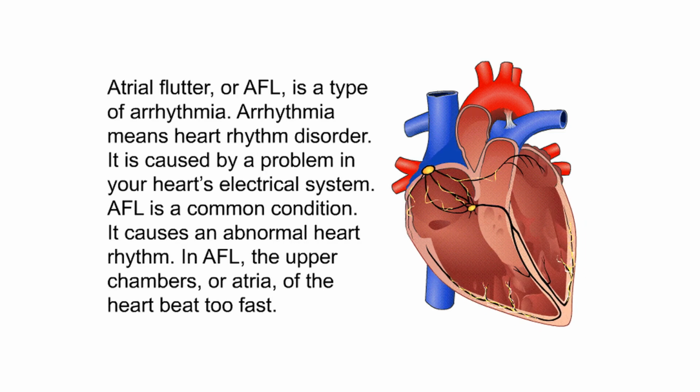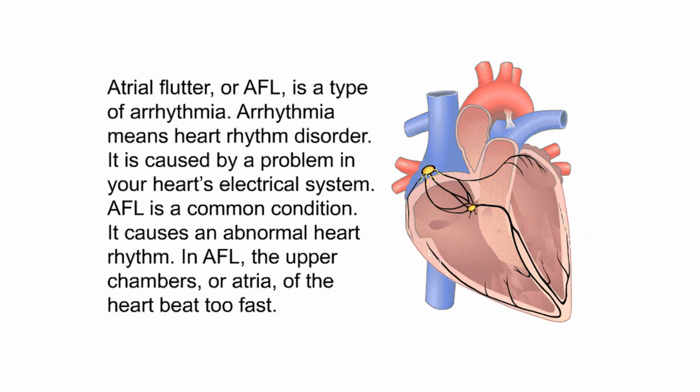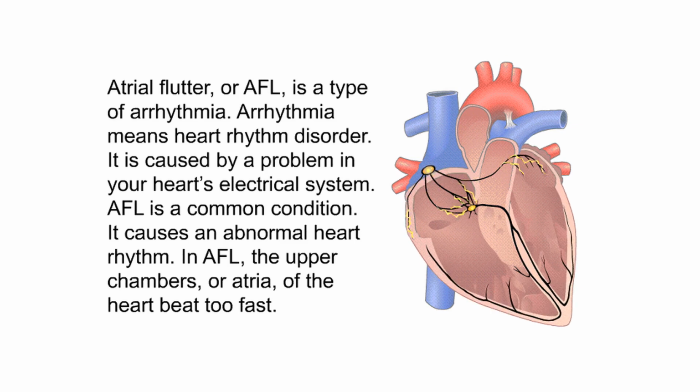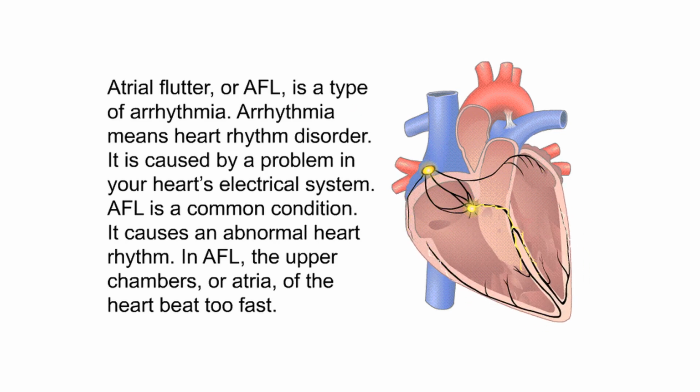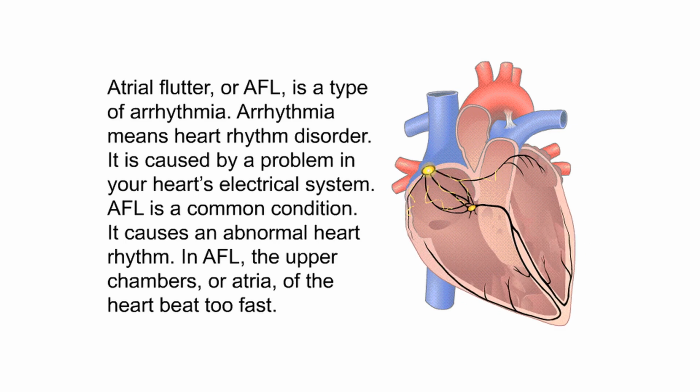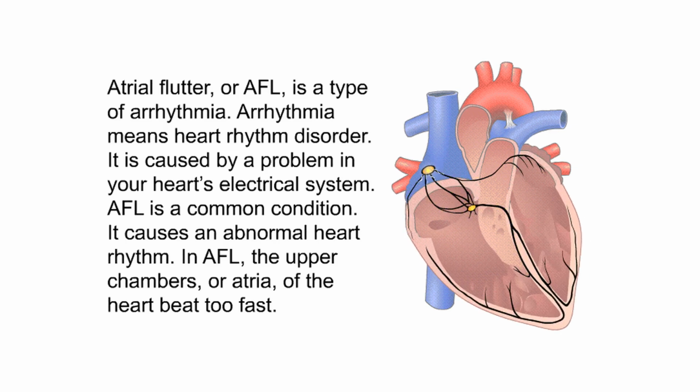Summary. Atrial flutter, or AFL, is a type of arrhythmia. Arrhythmia means heart rhythm disorder. It is caused by a problem in your heart's electrical system. AFL is a common condition. It causes an abnormal heart rhythm. In AFL, the upper chambers, or atria, of the heart beat too fast.